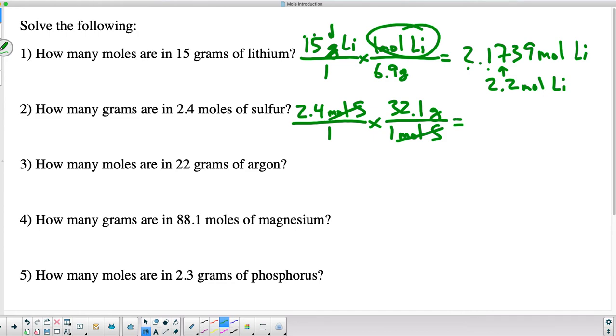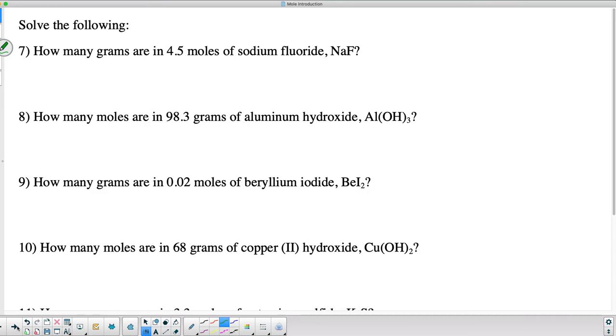And I get 77.04 grams of sulfur, but because I only have 2 significant figures here, I just shorten it to 77 grams of sulfur, and that's my answer. One more. I'm going to do one more set of examples, so hang on.